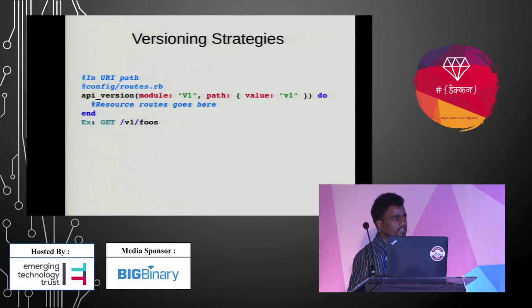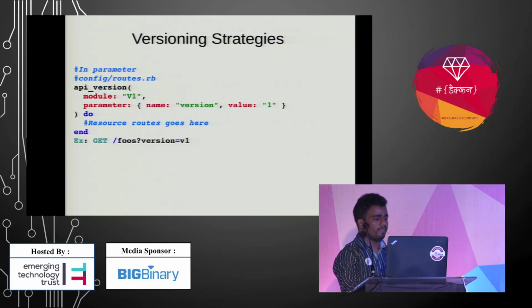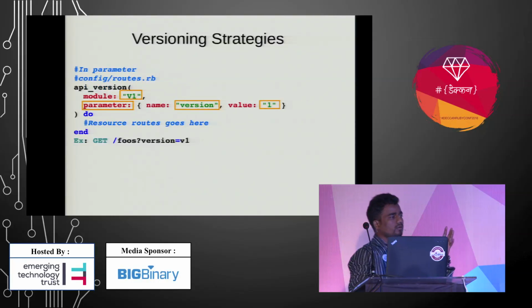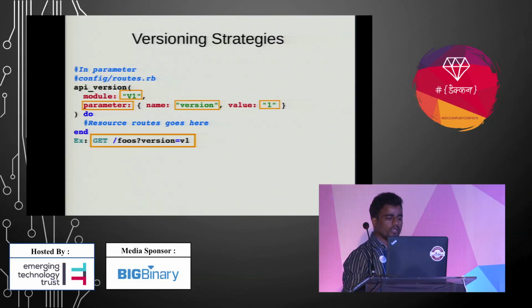The second strategy is passing your version in the URI path. Here also you can see it got constrained by module v1 and path value, and your path will look like this. And the third and last strategy is passing your version in parameters. Here also you can see it got constrained by the module name, parameter name, and value. And finally the URL will look like this, where it's sending the version in parameters.